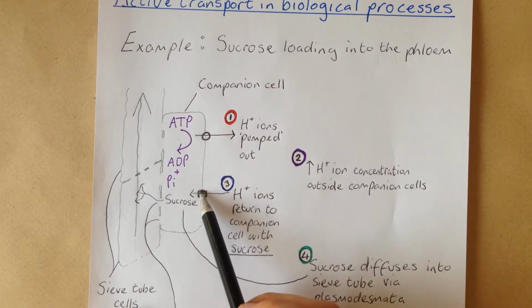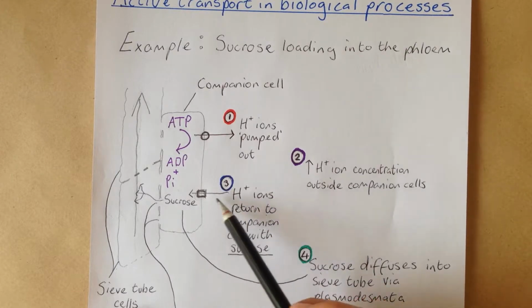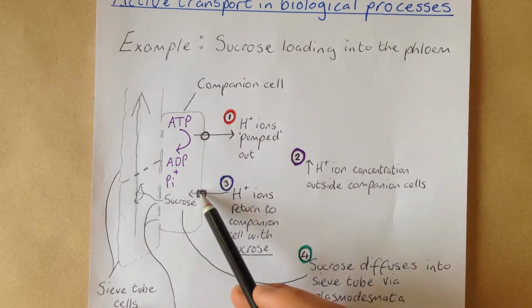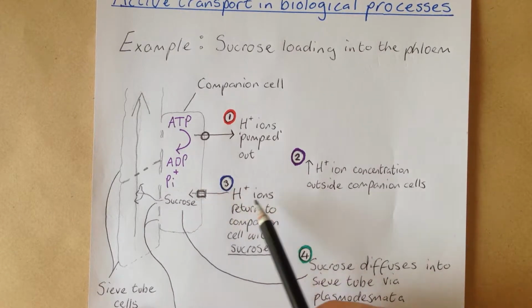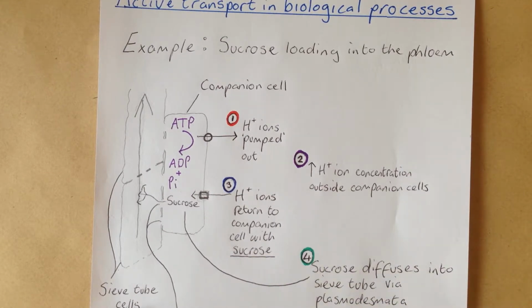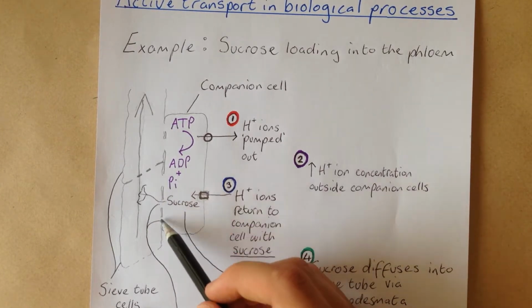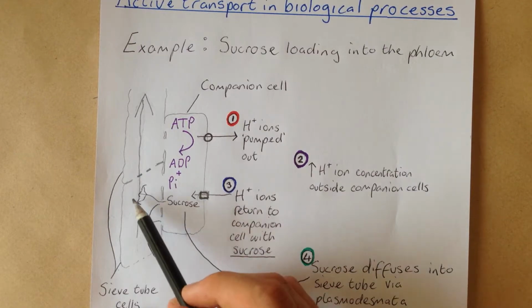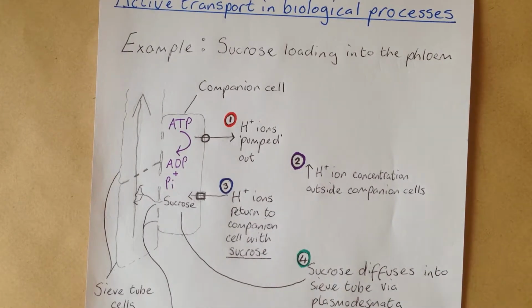And to do this, they use a specialised co-transporter. And so hydrogen ions travel down the concentration gradient by facilitated diffusion. This co-transporter here facilitates the diffusion of hydrogen ions back into the companion cell, but what they bring along with them is sucrose. This sucrose can then diffuse into the sieve tube via these plasmodesmata. So sucrose can diffuse into the sieve tube and then be transported around the plant to various tissues and to essentially keep the plant alive.